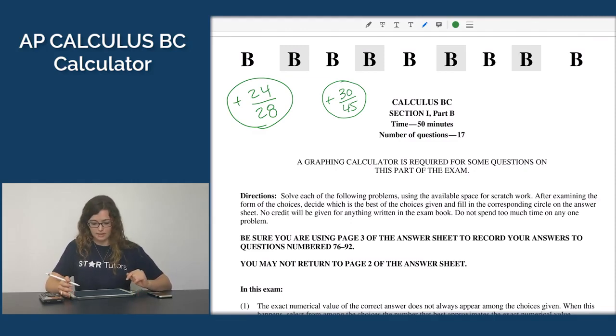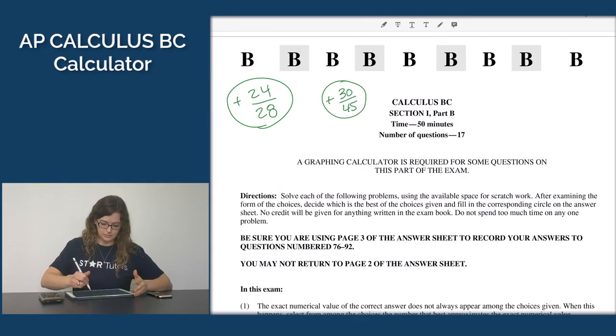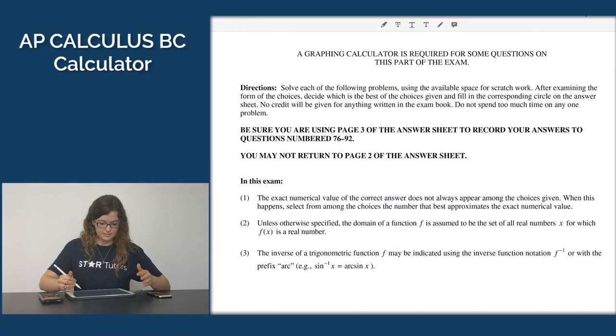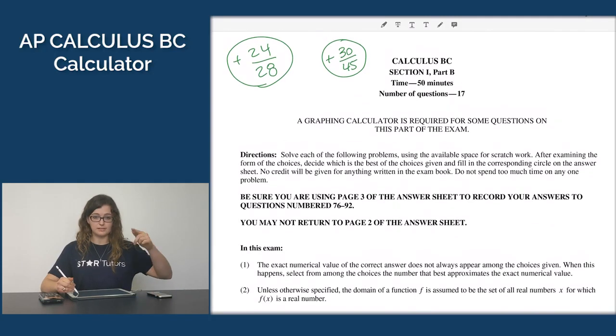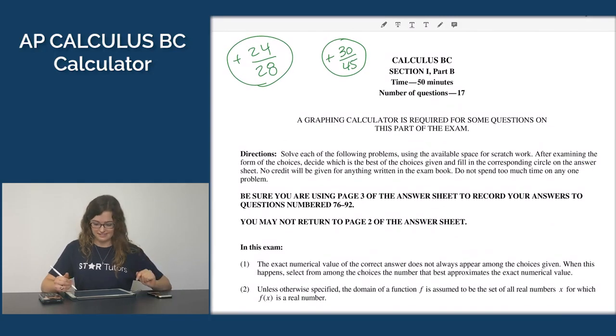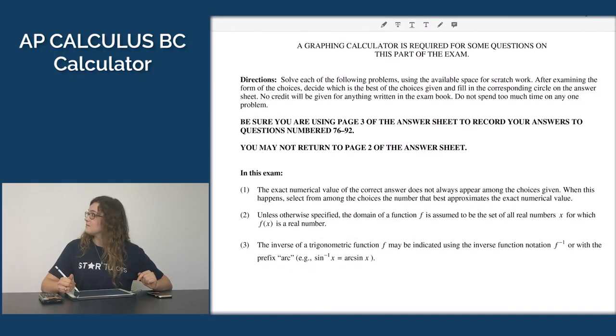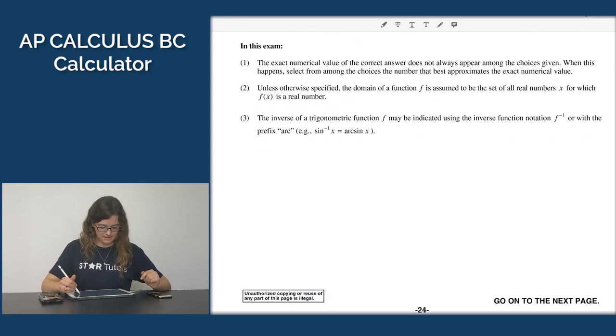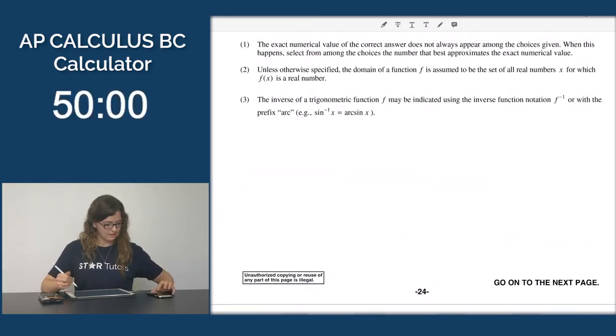I'm going to try to do the easier questions first, and then go and do the harder questions. But again, this is the 2012 AP Calc BC calculator section, multiple choice. And I have a timer. We've got 50 minutes. Someone else is also timing to make sure that's good. And we're going to get started. Ready, set, go.